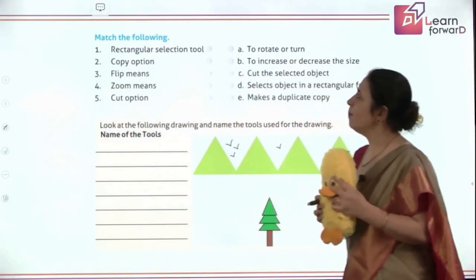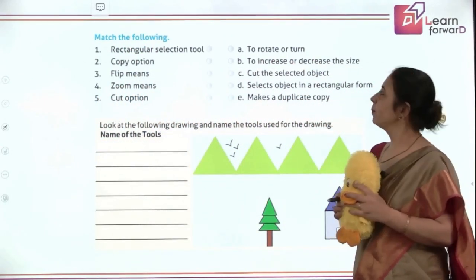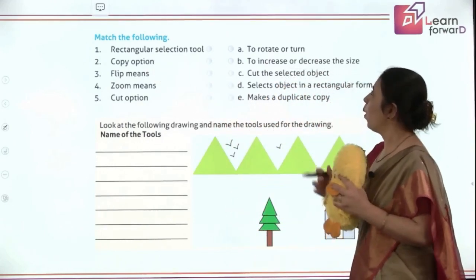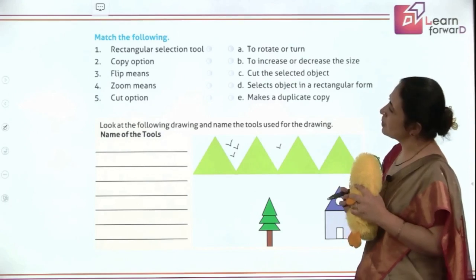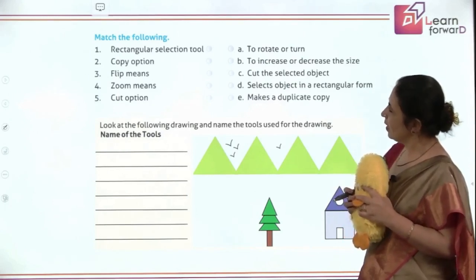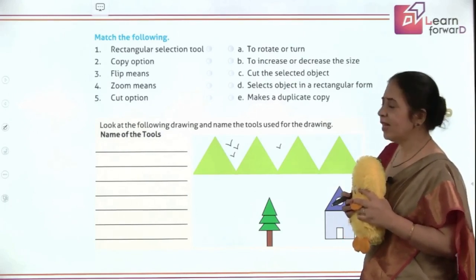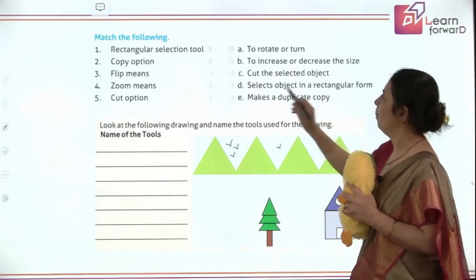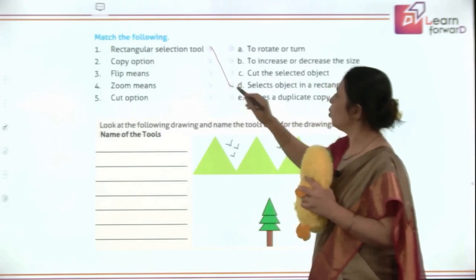Now for the matching. Let's begin. So we have a rectangular selection tool. What do we do with the rectangular selection tool? Let's check the answer. D? You said D. Let me read it. Selects the object in the rectangular form. Very nice. Oh, you are so quick.